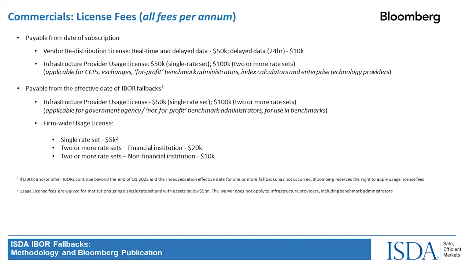From the effective date of the fallbacks, these are the fees that will apply for an infrastructure provider usage license in the case that such entity is a government agency or a not-for-profit benchmark administrator. The same fees apply, but they will not apply until the actual fallbacks kick in. And for all other firms, the firm-wide usage license, the fees do not apply until the effective date of the IBOR fallbacks as well. For a single rate set user, the annual fee is $5,000. For a two or more rate set user, for a financial institution, will be $20,000. And for two or more rate sets for a non-financial institution will be $10,000. As I mentioned, a single rate set user firm with assets below $5 billion will continue to have the fee waived.